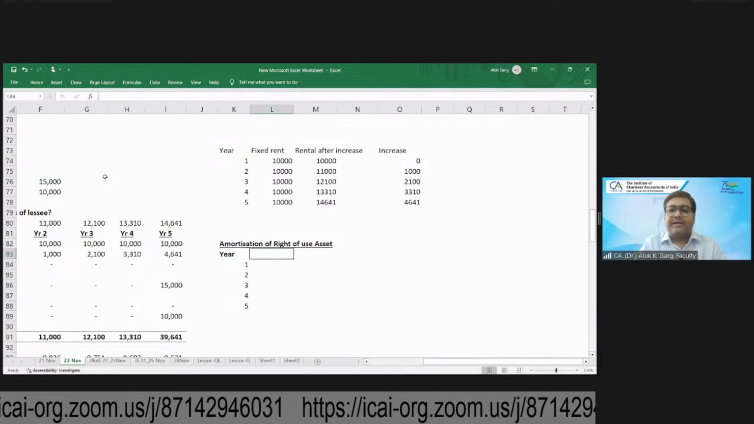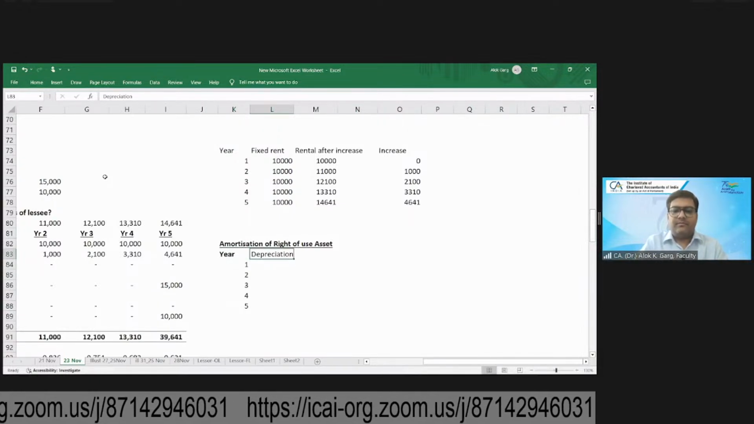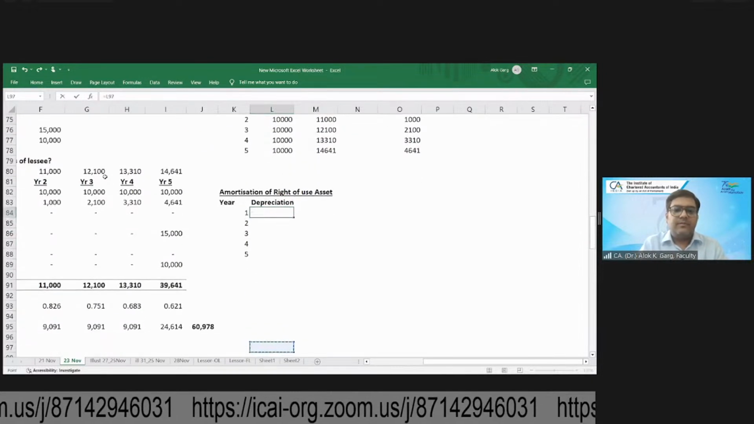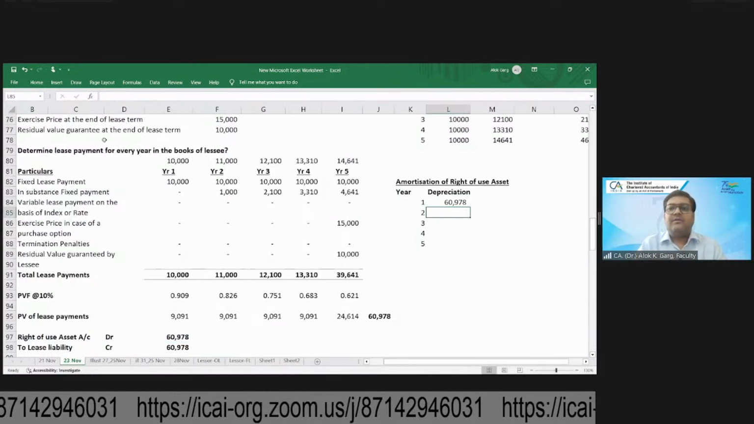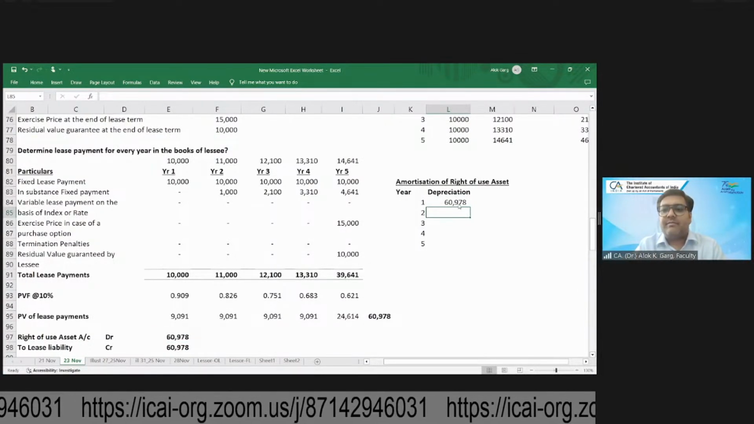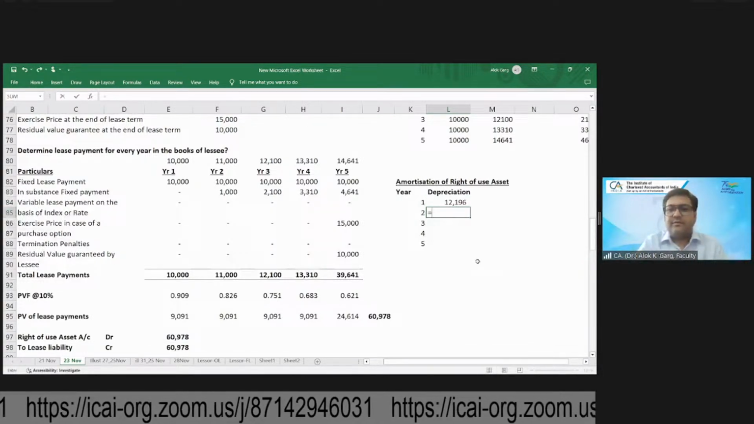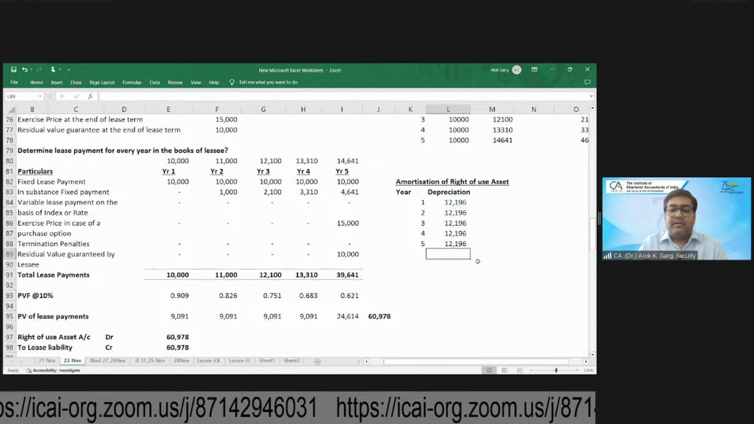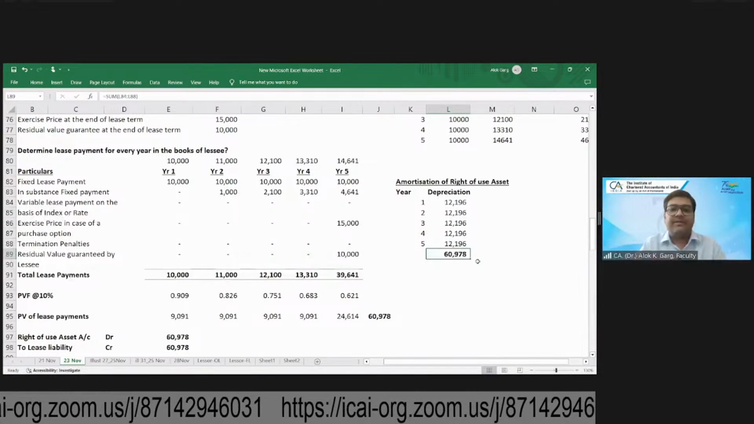Year 1, 2, 3, 4, 5, depreciation. What is my right of use asset? 60,978. This is divided by my lease term. What is my lease term? My lease term is 5 years. Divide by 5. This will be my depreciation every year, and by this, the right of use asset will become zero by the end of the 5-year period.